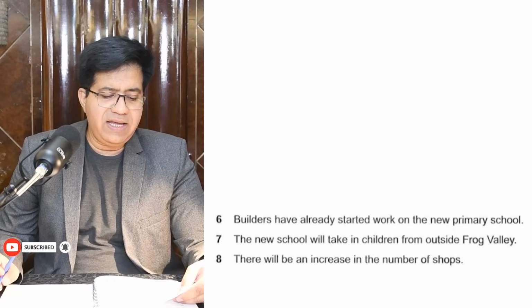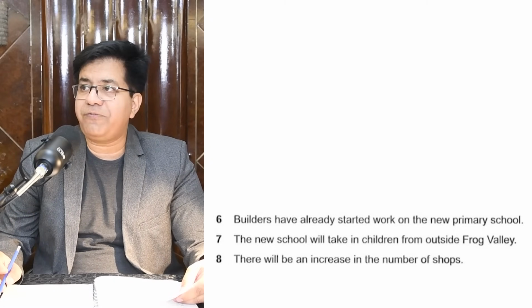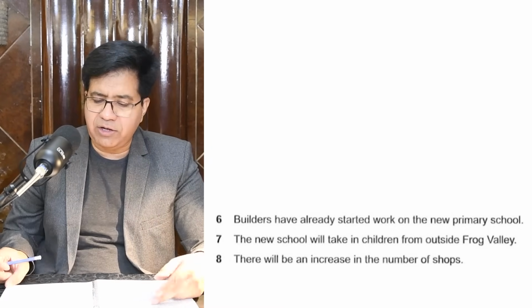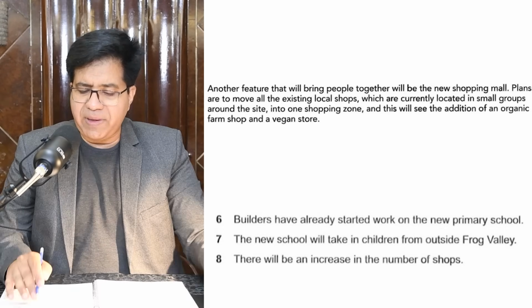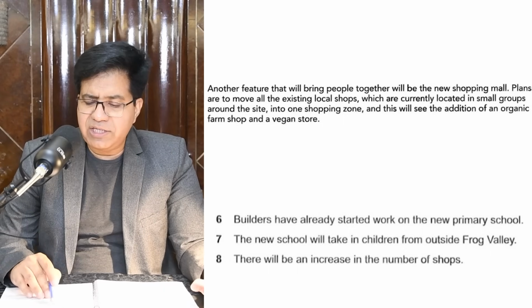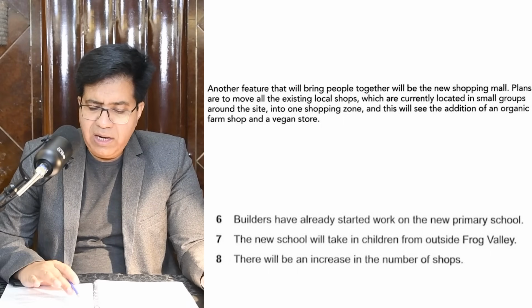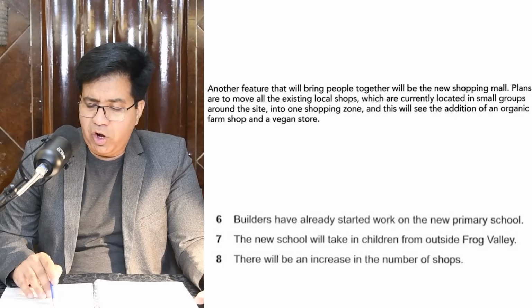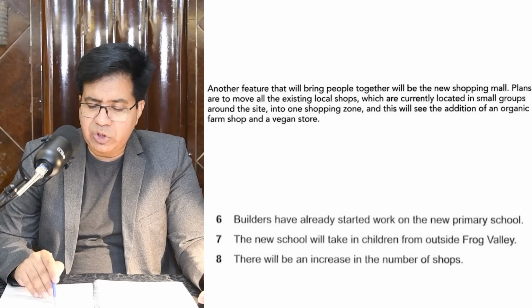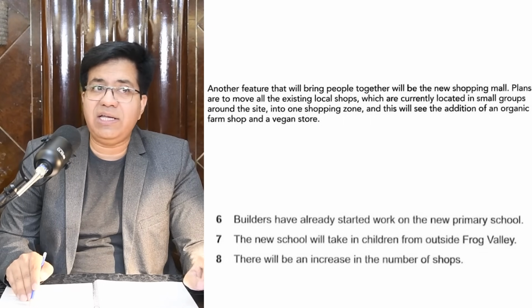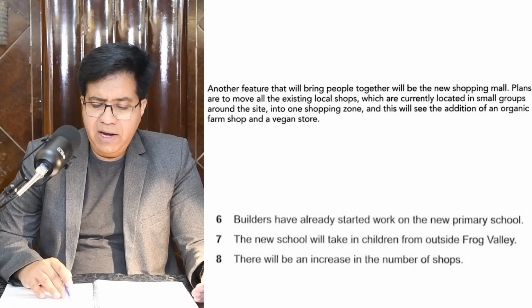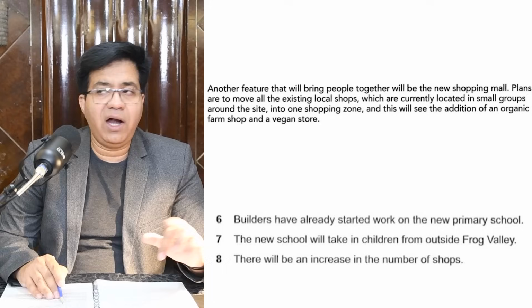Question number 8. There will be an increase in the number of shops. Now, clue word is shops, and we are going to see whether the number of shops will increase or decrease. Third paragraph, there they talk about shopping mall. So please follow me. I'm reading third paragraph. First line, another feature that will bring people together will be the new shopping mall. Plans are to move all the existing local shops, which are currently located in small groups around the site, into one shopping zone. And this will see the addition. Now, addition means there will be more shops. Addition of an organic farm shop and vegan store. So there are 2 more shops.